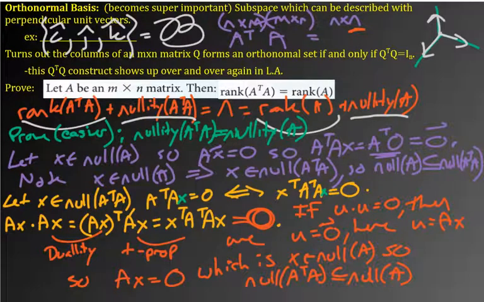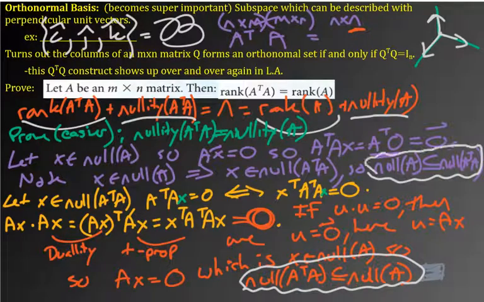I don't really have the room right here to write it all out formally, but the null space of AᵀA is contained in the null space of A, and then up here, the null space of A is contained in the null space of AᵀA. That implies those two sets are equal. The only way sets A and B are equal is if A is contained in B and B is contained in A. And that is it.